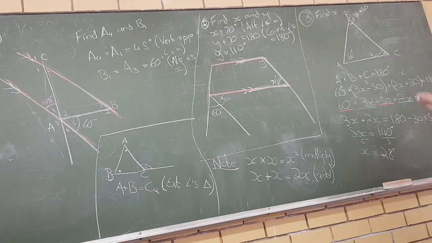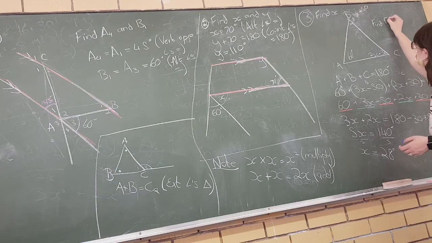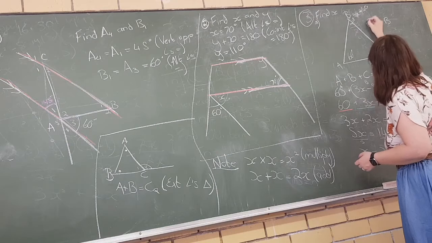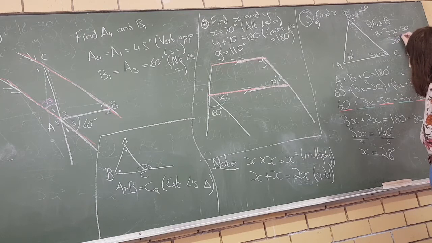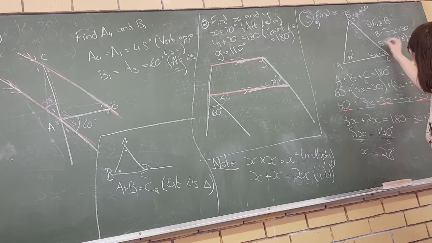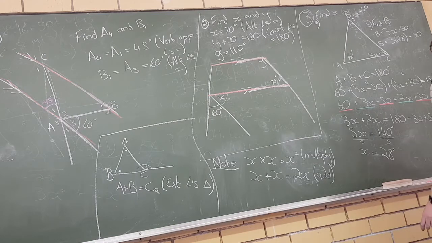Now, question 2 says find B. So this was part 1, this was A. A is find x. B is find angle B. So now they want me to find this angle. B equals 3x minus 50. Now I put my number in, 28. 3 times 28 minus 50. What's 3 times 28? 84, right? Someone check on the calculator? 84. Alright, so I've got 84 minus 50 gives me 34 degrees. Now I've calculated how big angle B is. Do you see that? Because I just substituted in my value for x.